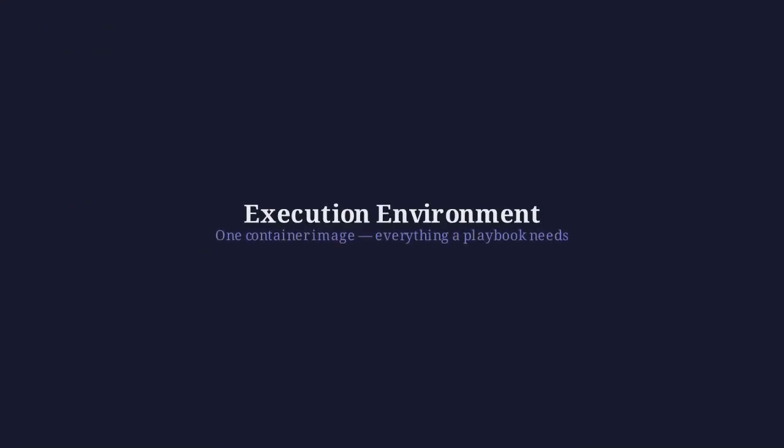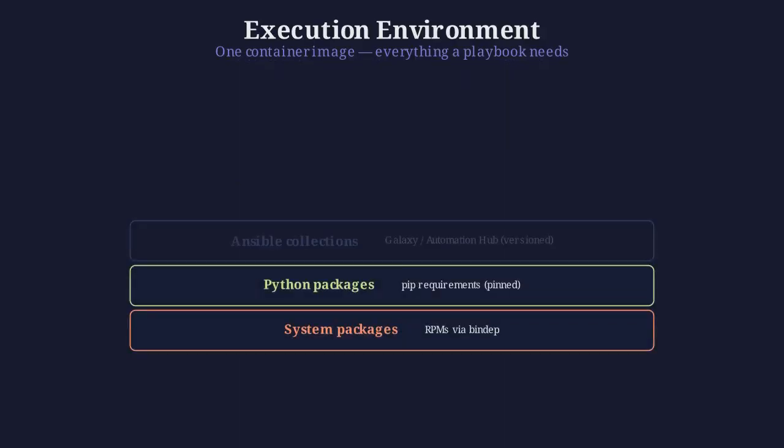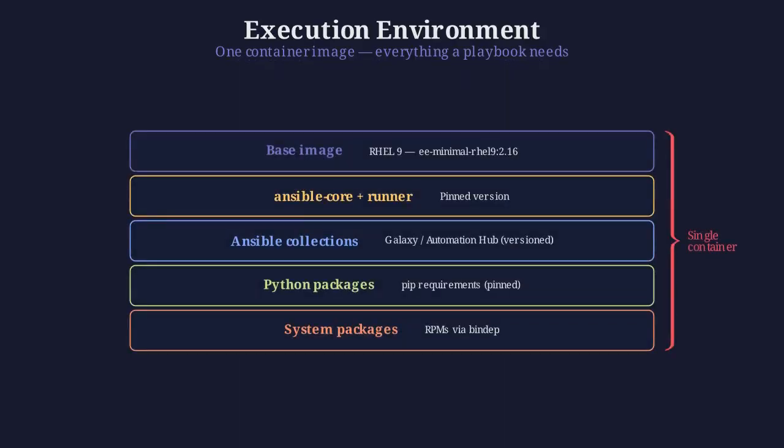An execution environment is a container image that packages everything a playbook needs to run. The base image provides the operating system and Python runtime. On top of that, a pinned version of Ansible core, the Ansible collections your playbooks use, Python packages, and system RPM dependencies. The same image runs on a developer's laptop, in CI, and in the automation controller. No more surprises between environments.